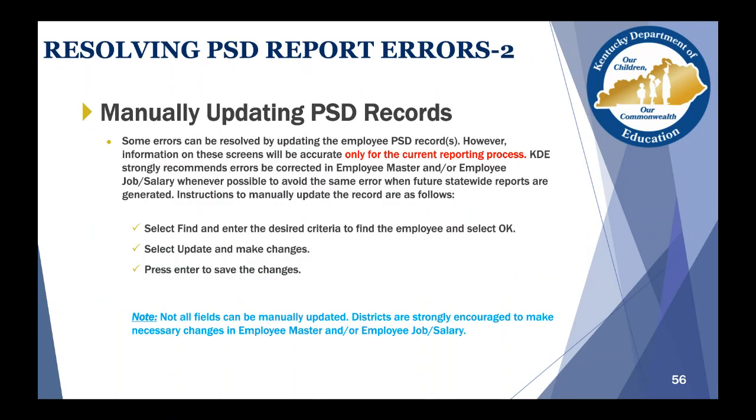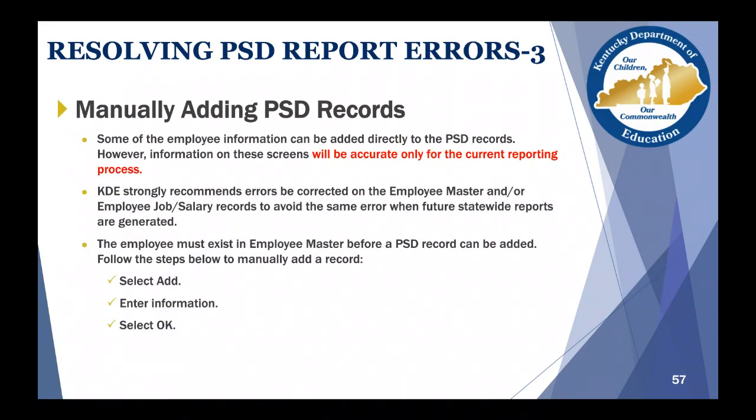So manually updating your PSD records. Again, some errors can be resolved by updating the employee PSD records. However, it's only going to be accurate for the current reporting process. So anytime that you are updating information through errors and they need to be changed in the employee job salary or employee master, go ahead and go back and do that. You want that information to be as correct as possible. The same thing with adding. This is simply your steps for adding a PSD record, just like we went through with adding a CSD record.